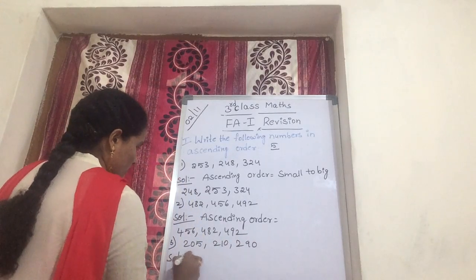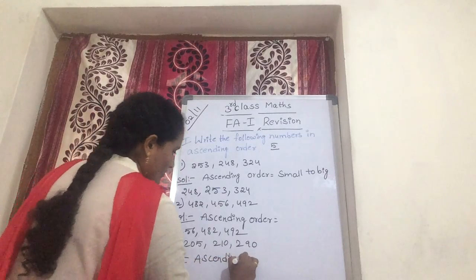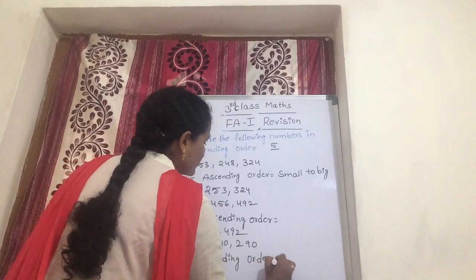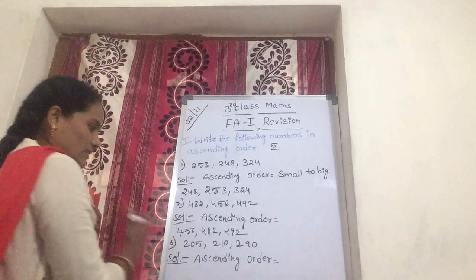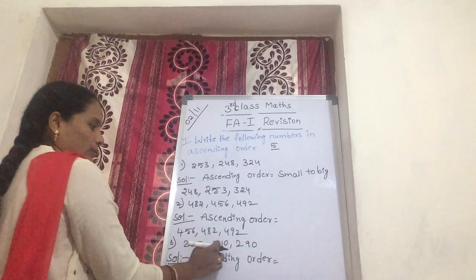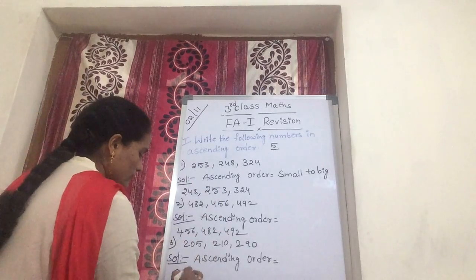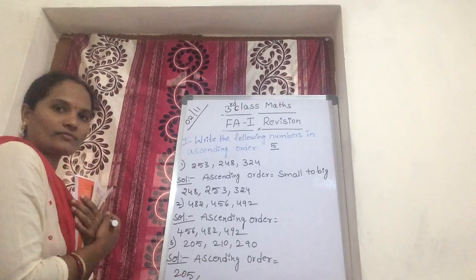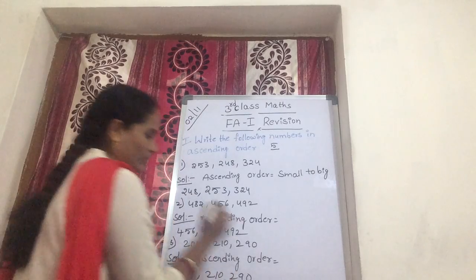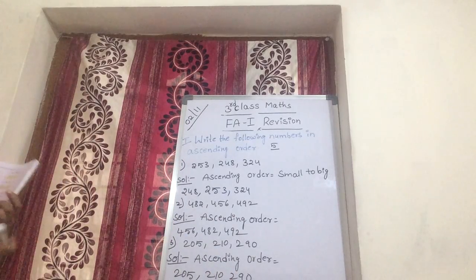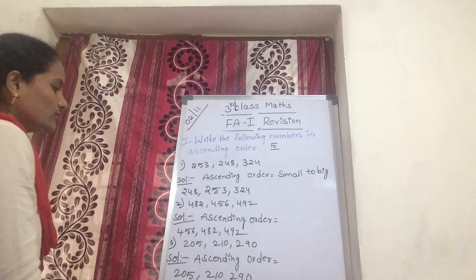Now ascending order. Okay. Ascending order: 205, 210, 290. Which one is the small? 205. 2, 2, 2. Next 0, 1, 9. 0 is the small. So the small number is 205. Next 210. Next then 290. Okay. Please write down the numbers. Now this is our first bit.